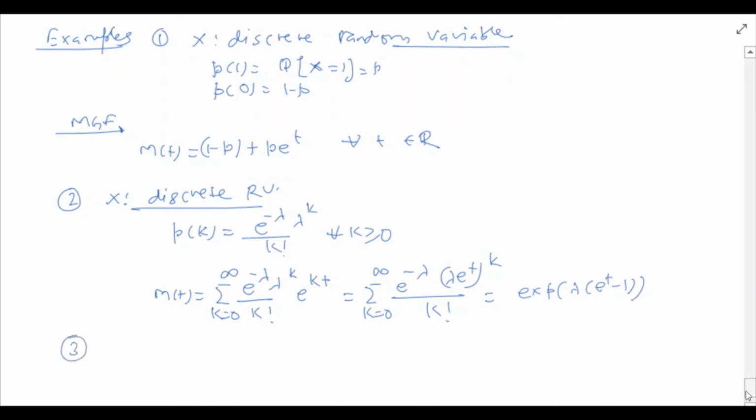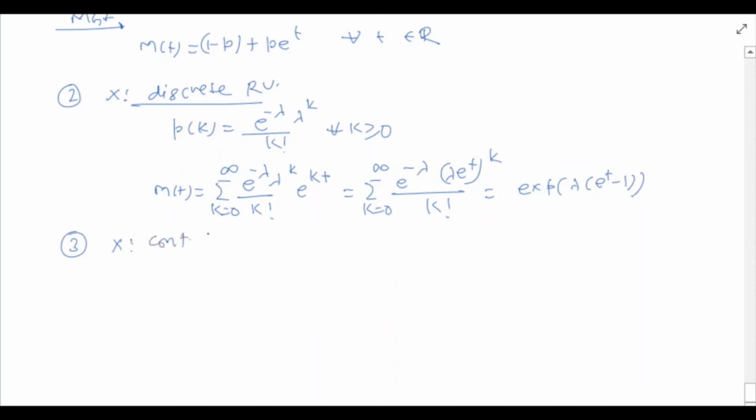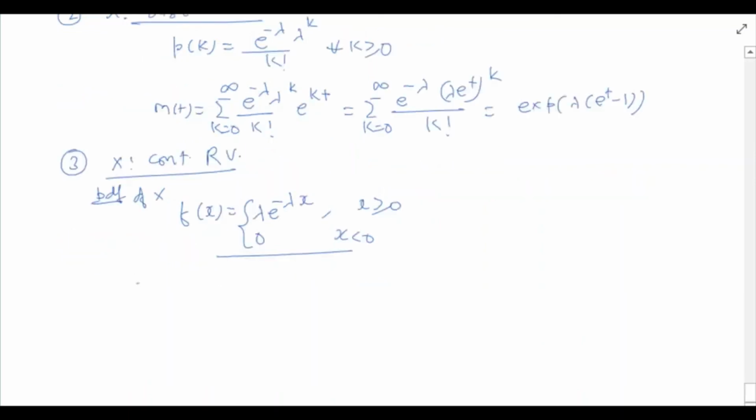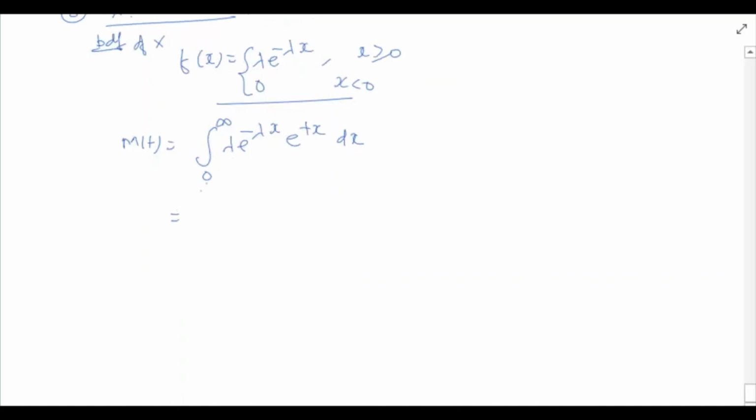Let's see one more example, and this time we take X to be a continuous random variable and the probability density function of X is f(x) equal to lambda e raised to minus lambda x for x greater than or equal to 0, and 0 for x less than 0. Now for this random variable, M(t) can be written as the integral from 0 to infinity of lambda e raised to minus lambda x, e raised to tx dx, and it can be seen that this function is only defined when t is less than lambda, in which case the function turns out to be equal to lambda divided by lambda minus t. So here t is less than lambda. The MGF is defined only for t less than lambda.